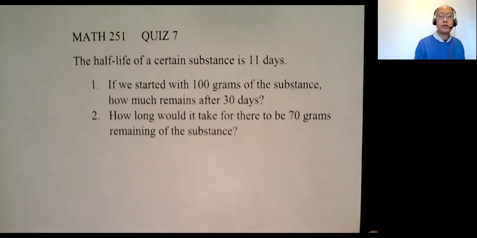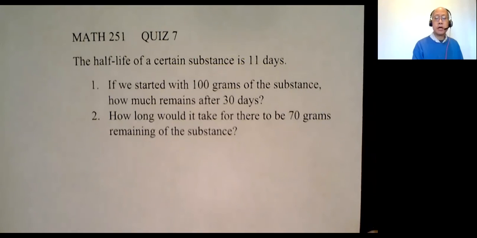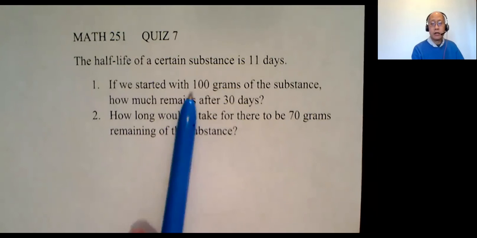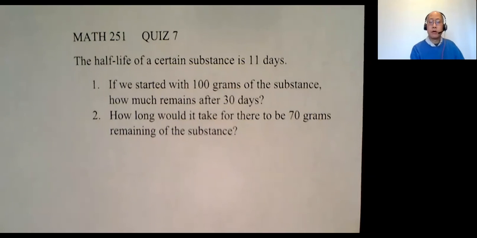Okay, the half-life of a certain substance is 11 days. Number one, if we started with 100 grams of the substance, how much remains after 30 days? Number two, how long would it take for there to be 70 grams remaining of the substance? Okay, so the first thing you want to do is solve for k. Hint: what do you do with a half-life? Okay, solve for k. Once you have the k, you can work with it here and here also.